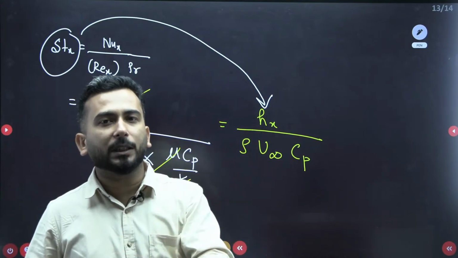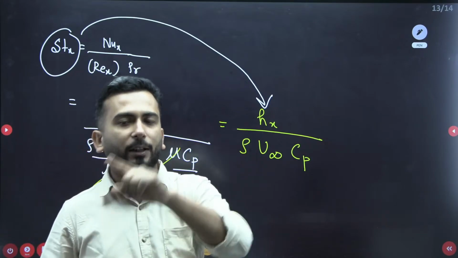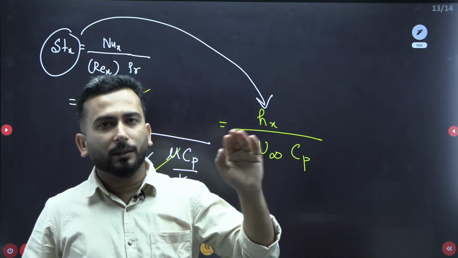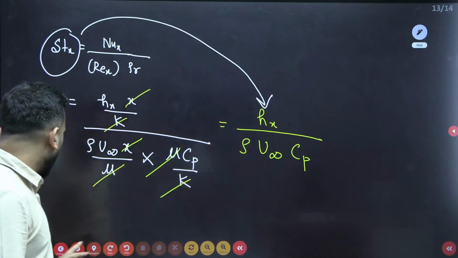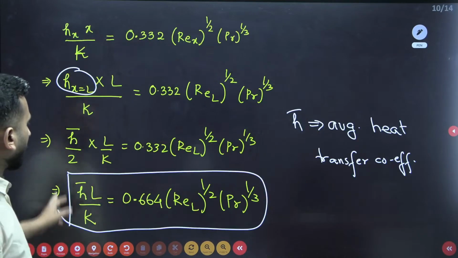Once we get the temperature profile, we will find del T by del y at y equal to 0. From that equation, we will get h. From h, we get the heat transfer. Okay, this is the chronology. For flat plate, now from the examination perspective, I have already told you what equations you need to memorize.